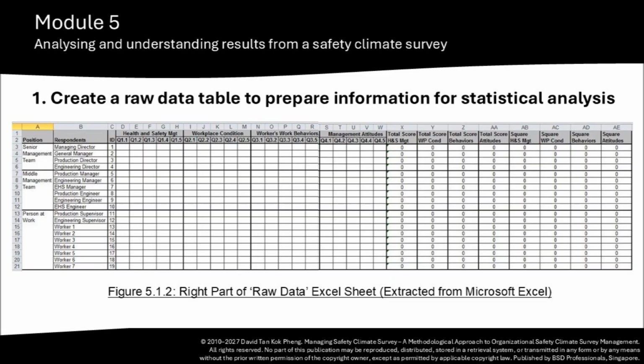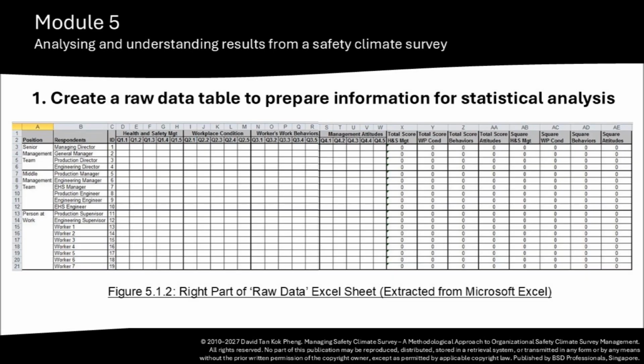Next, input the questionnaire items into the worksheet. From column D to H, enter questions 1.1 to 1.5, which correspond to the Health and Safety Management System construct. From column I to M, enter questions 2.1 to 2.5 for workplace condition. From column N to R, enter questions 3.1 to 3.5 for workers' safe behaviors. Finally, from column S to W, enter questions 4.1 to 4.5 for management's attitudes, values, and beliefs.